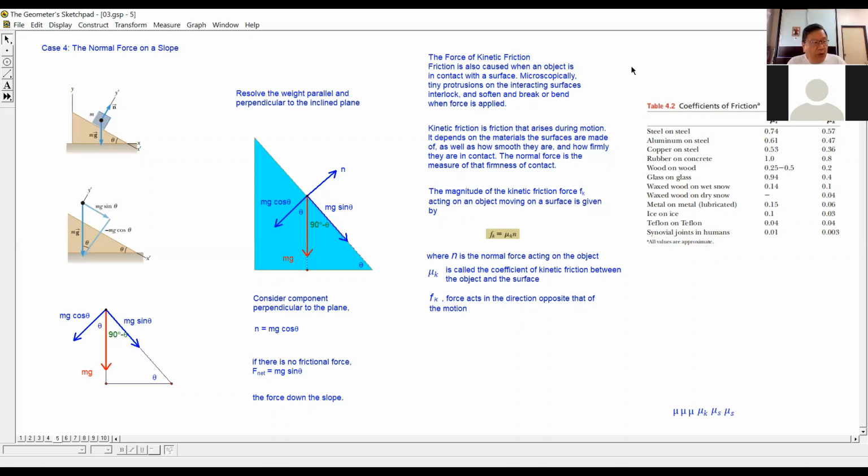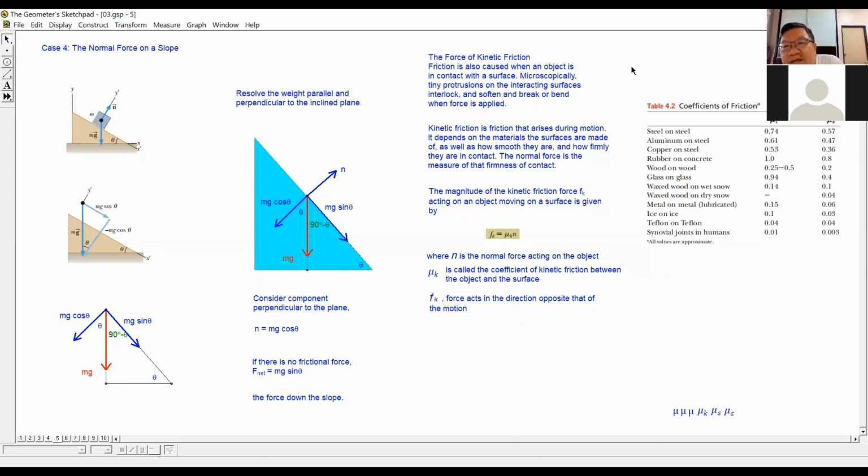Now, if I'm pulling this table and the table is not moving, it doesn't mean that there's no frictional force. There is frictional force, but it is static friction.